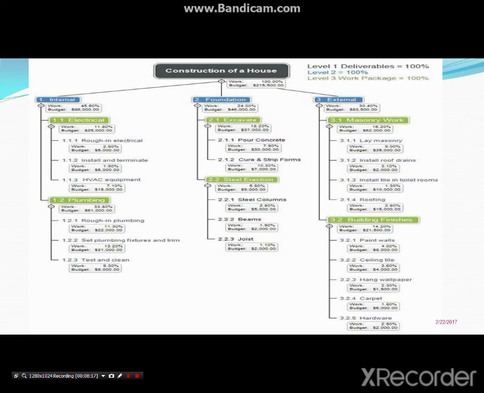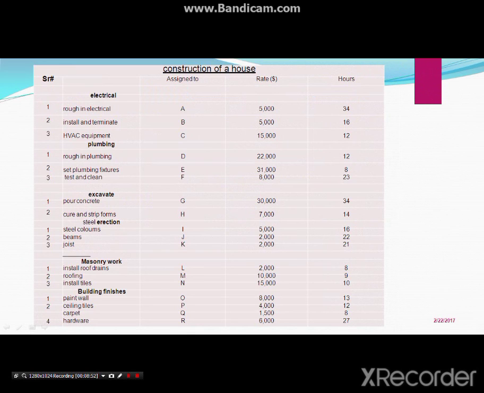Okay, so these are the way how the work breakdown structure is made for construction of a house. Even in excavate, there will be subdivisions like pouring concrete, cure and strip forms. And in electrical fittings also there will be sub parts like 1.1.1, rough electrical part, install and terminate, HVAC equipment are required. Okay, so similarly we can see how the activities are being transported from this table.